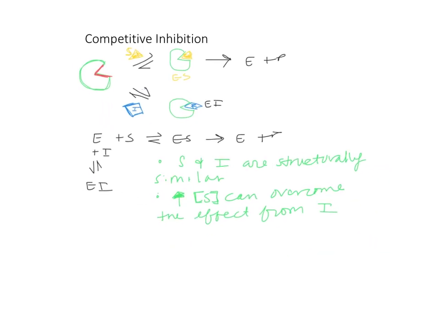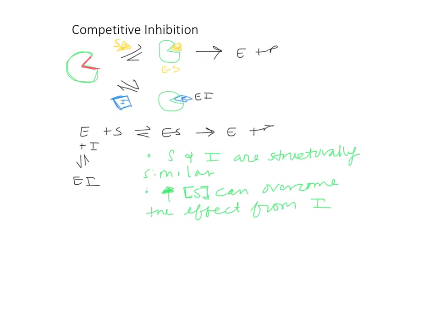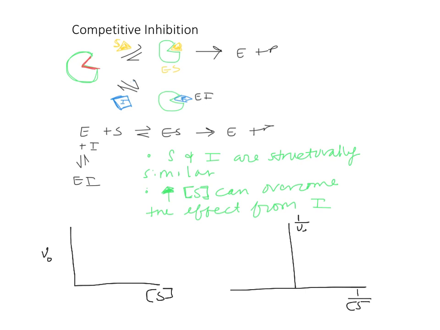So what does this look like in terms of Michaelis-Menten? Here, V naught, that should be a little o, versus substrate concentration. And then, of course, we're going to take it to the Lineweaver-Burk because it's easier to see there. So this is 1 over V naught, 1 over S, substrate concentration. The black line here will be without inhibitor. And I'll do green with inhibitor.